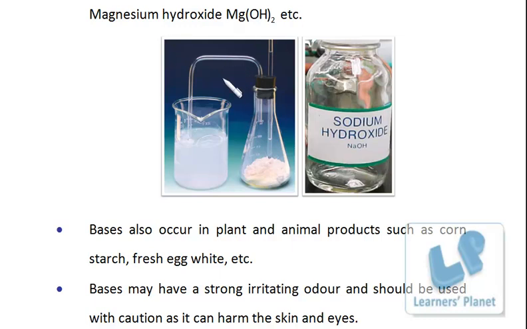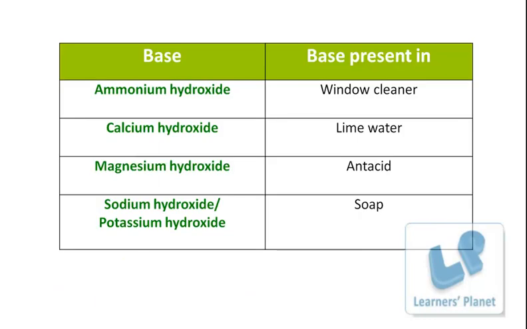We use baking soda, baking powder to bake the dishes, to bake the cakes and pastries. So baking soda, baking powder, these are actually bases. Some common examples I have taken over here. Ammonium hydroxide, that is actually present in window cleaner. Calcium hydroxide, that is known to be lime water.